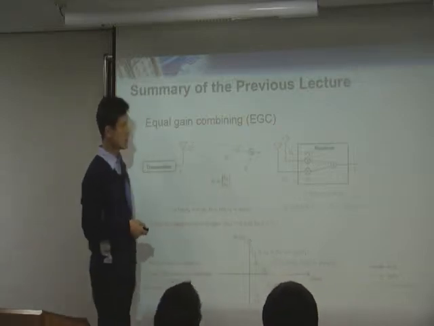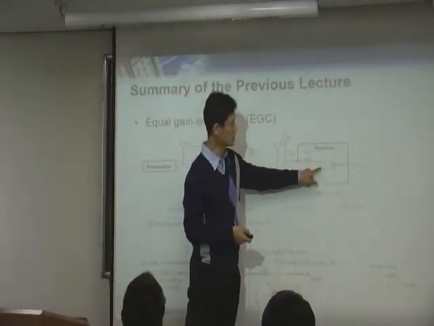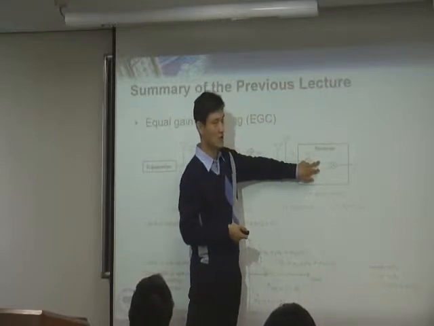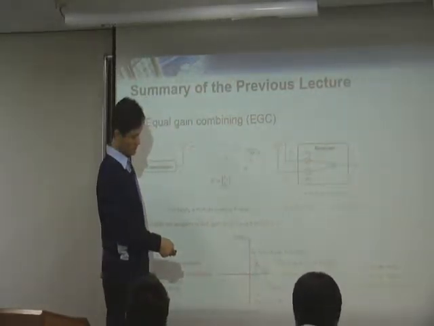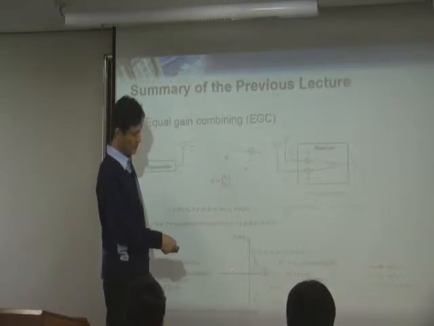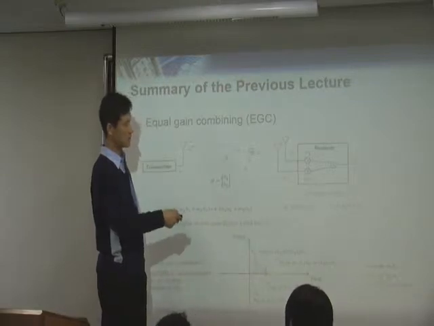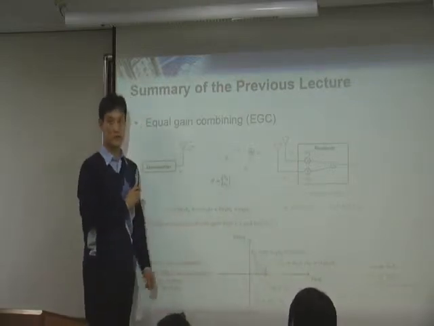Other than that, equal gain combining also tries to make these two outputs aligned, as you see in this picture. Purple and green are both on the real axis. When you add together, we achieve yellow. Yellow is the output SNR right here.